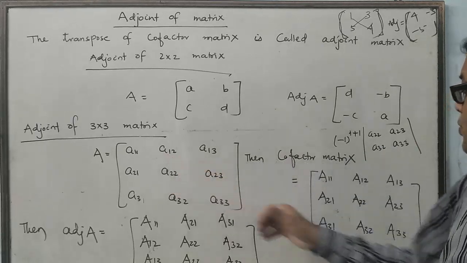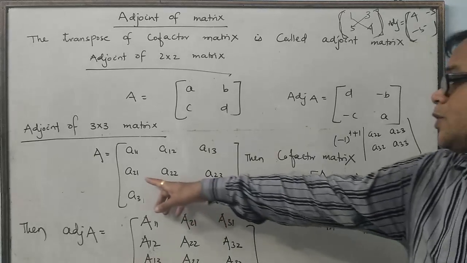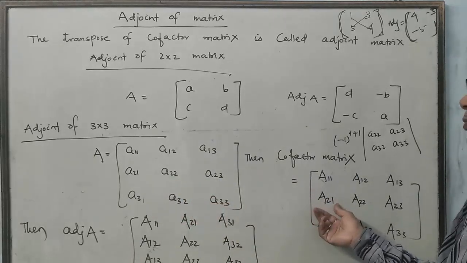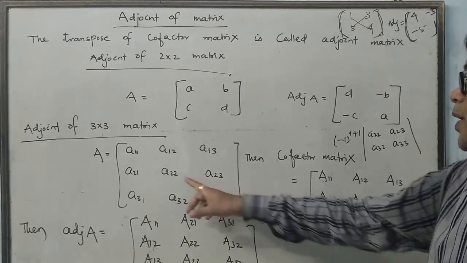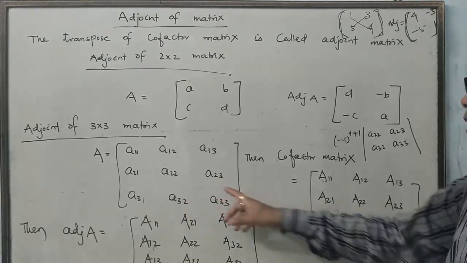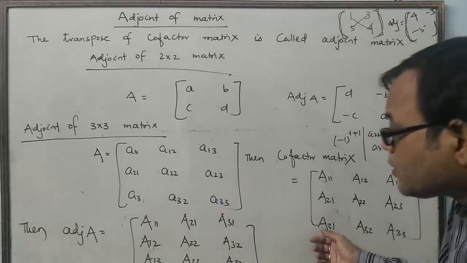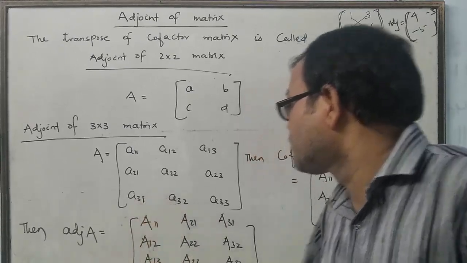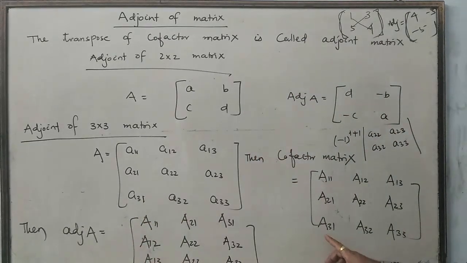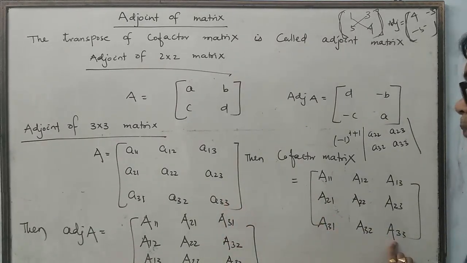Similarly, A12, A13, A21. You see A21 here, so its cofactor is A21, A22 its cofactor A22, A23 its cofactor A23, A31, its cofactor A31, A32, A33 is the cofactor A33.